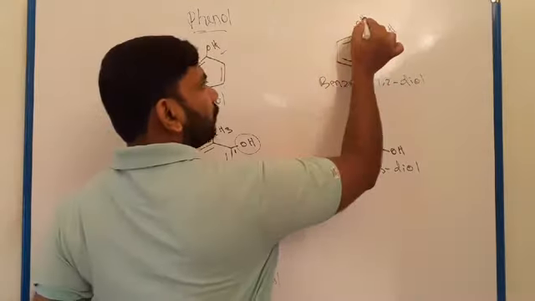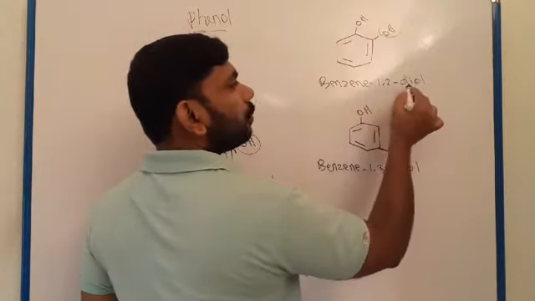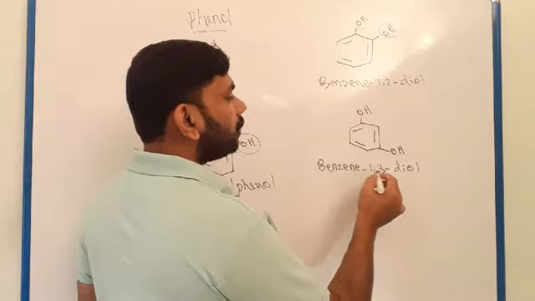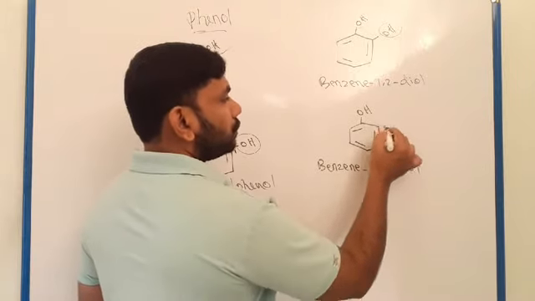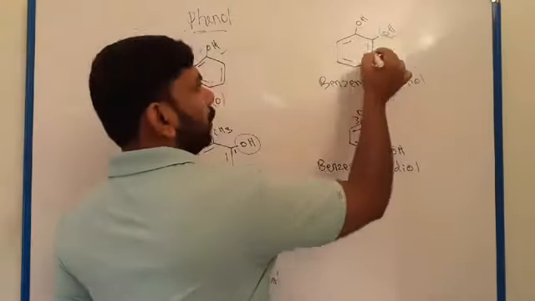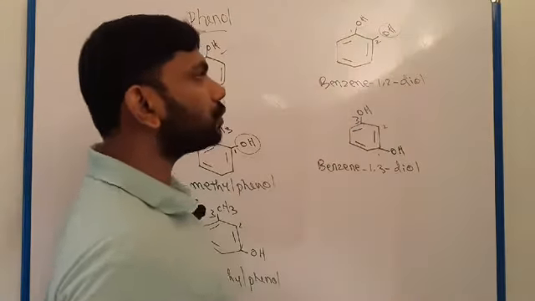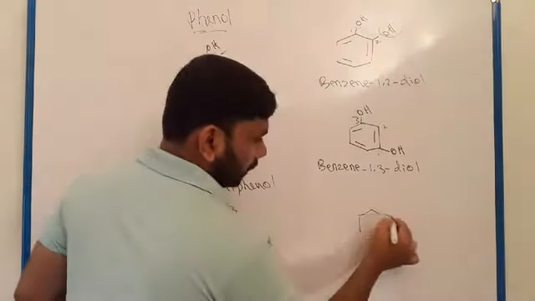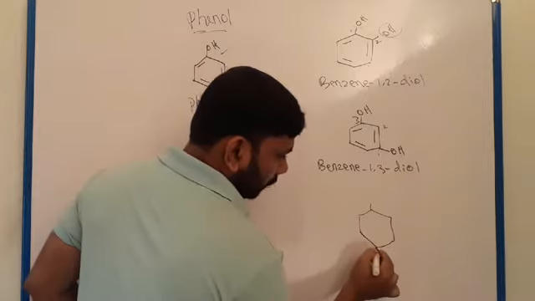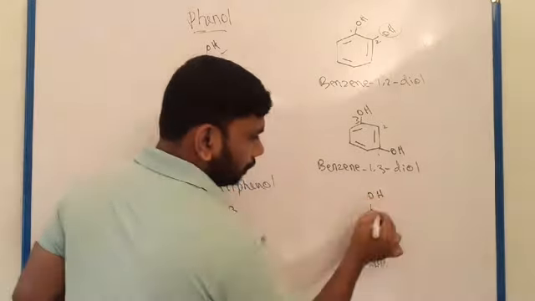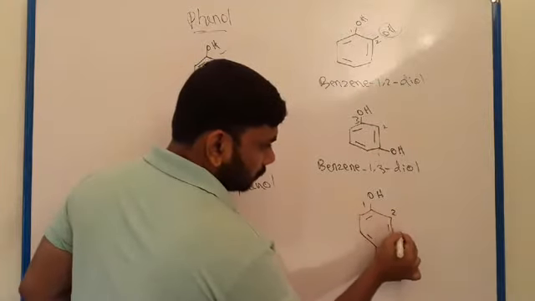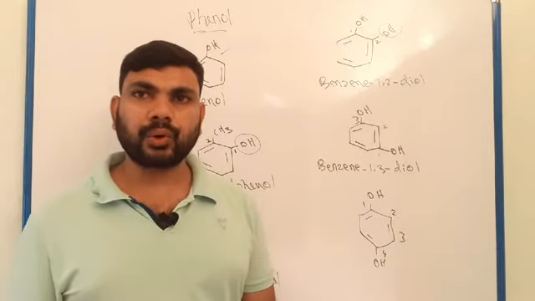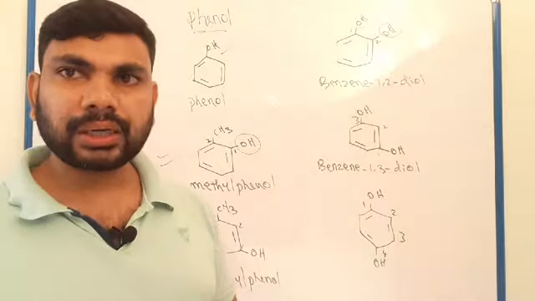Here both are OH functional groups. So this is benzene-1,2-diol, and here this is benzene-1,3-diol. 1, 2, 3, so benzene-1,3-diol. If we imagine a benzene ring with OH functional groups here and here, then 1, 2, 3, 4, benzene-1,4-diol. So this is the naming of phenol, clear?